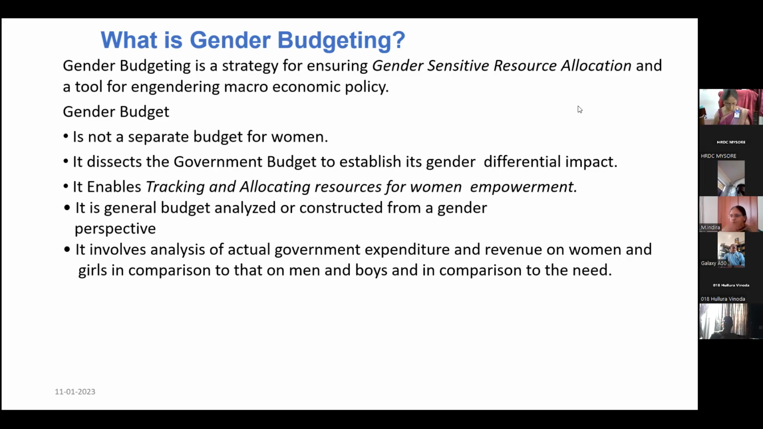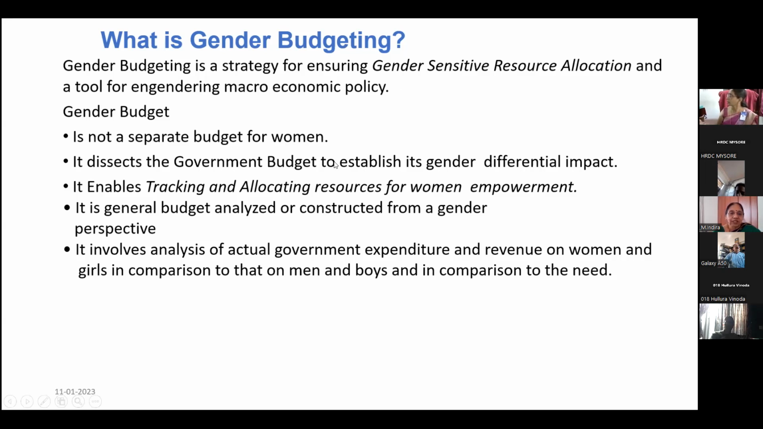Macroeconomic policy is policies for the entire country, and the central government makes policies. The central budget is one among the tools. So gender budgeting is a tool for engendering the macroeconomic policy, meaning making the macroeconomic policy with gender sensitivity. So gender budget is not a separate budget for women. It dissects the government budget to establish its gender differential impact.